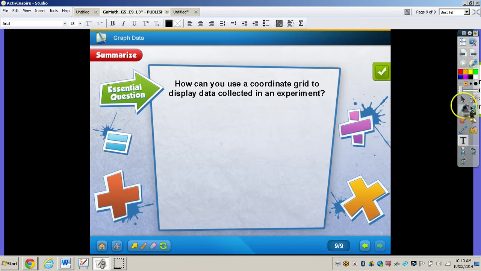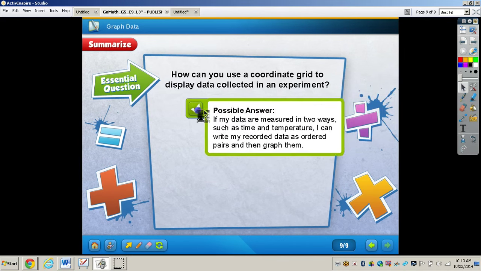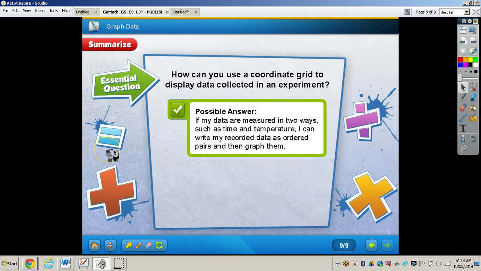And moving to the essential question, how can you use a coordinate grid to display data collected in an experiment? If my data are measured in 2 ways, such as time and temperature, I can write my recorded data as ordered pairs and then graph them.